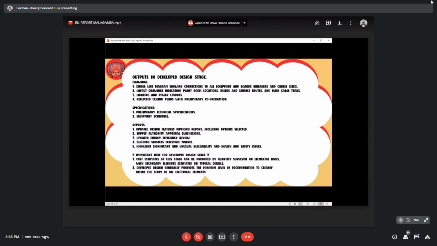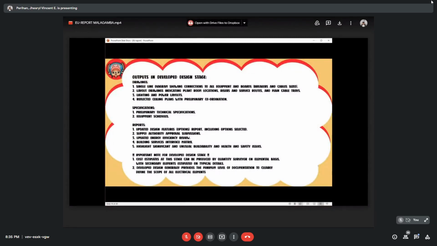So for specifications, we have the preliminary technical specifications and the equipment schedules. For the reports, updated design features or options report, including options selected, supply authority approval submissions, updated energy efficiency review, building services interface matrix, and lastly, we have highlight of significant and unusual buildability and health and safety issues.